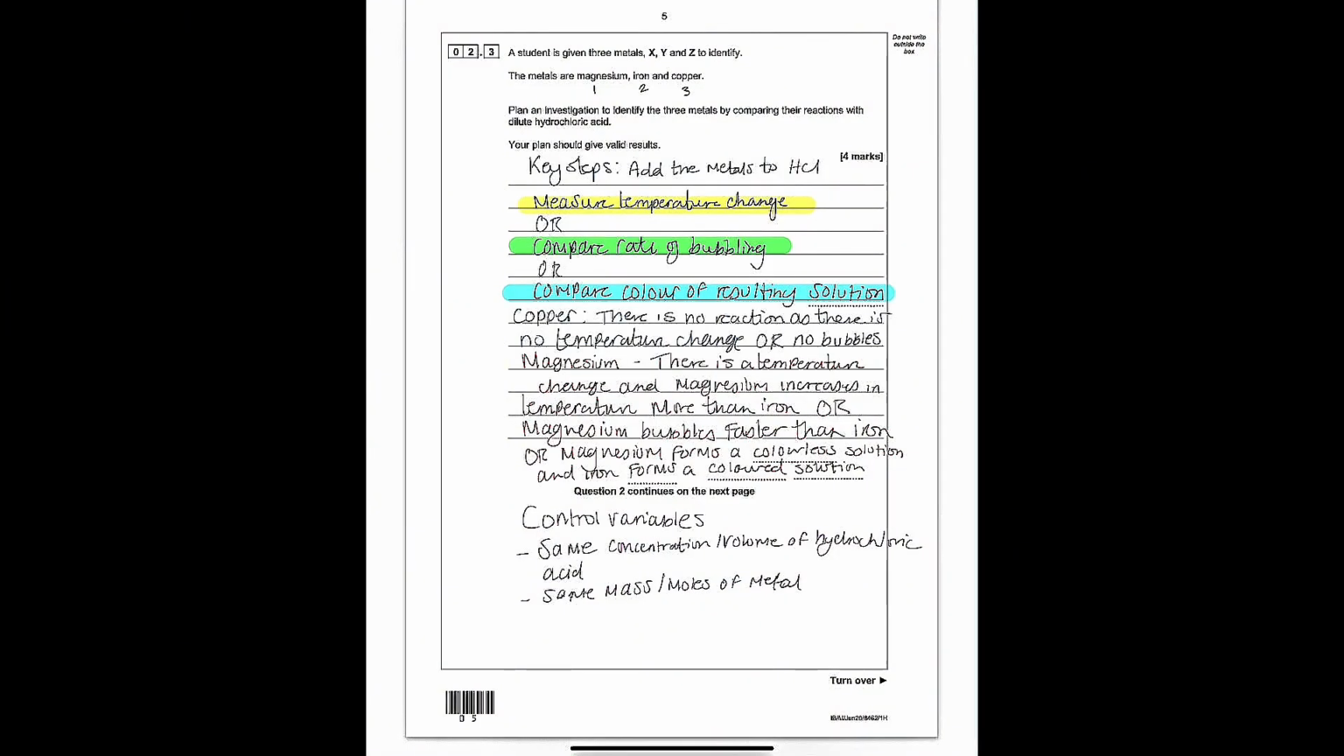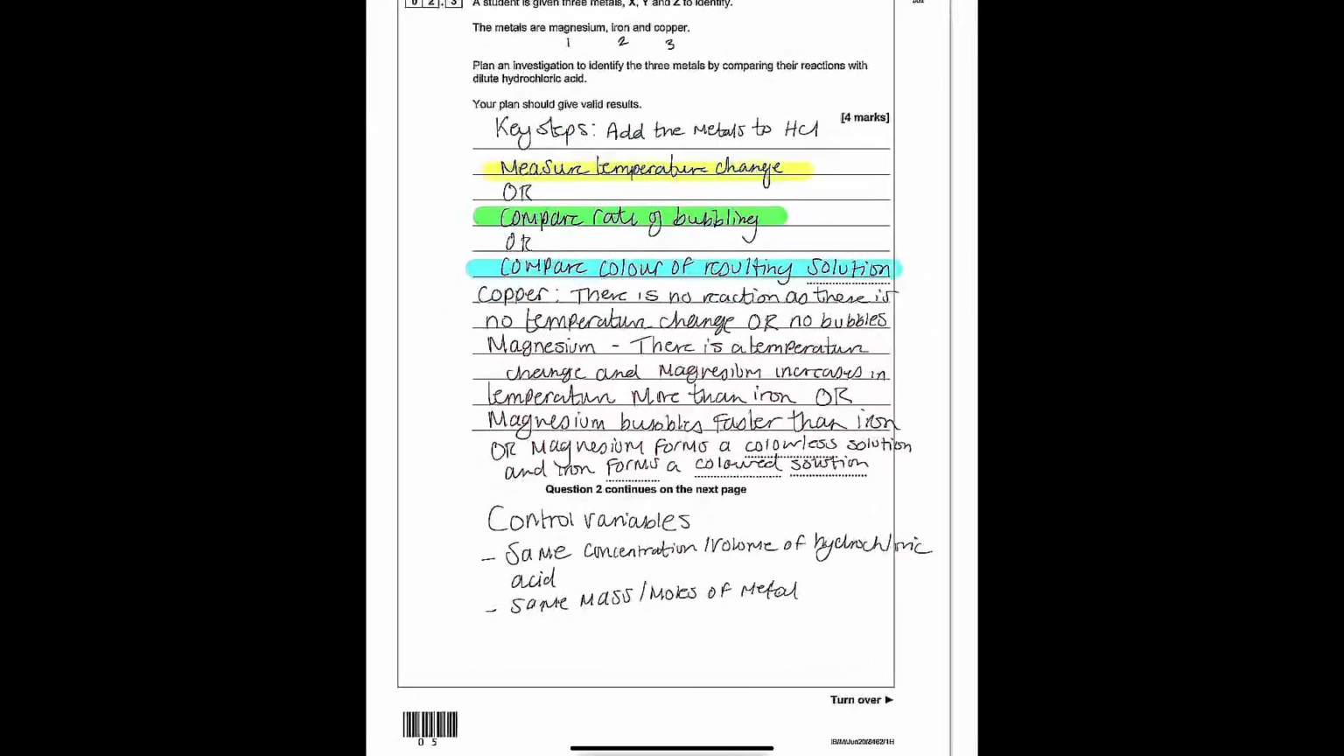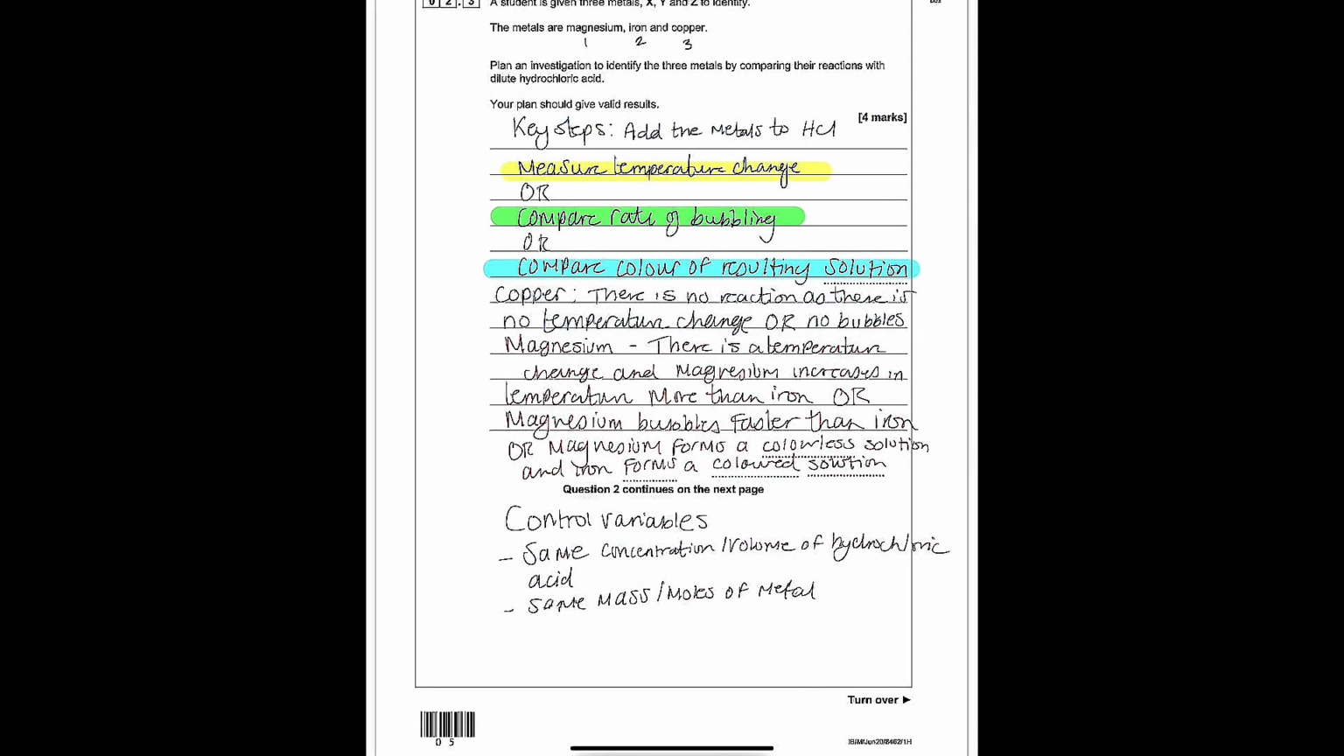And then you can write down for magnesium, there is a temperature change, obviously, because magnesium is quite reactive compared to copper and iron. And magnesium increases in temperature. So the more reactive it is, the more it does increase in temperature. And magnesium does increase in temperature more than iron, or magnesium bubbles faster than iron, or magnesium forms a colourless solution and iron forms a coloured solution.